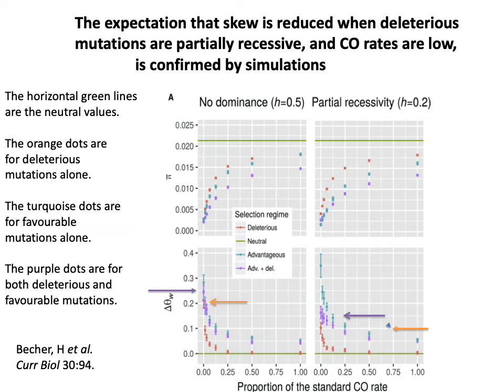The orange dots and arrows are for selection against deleterious mutations alone. And if you look at the arrows, these point to the cases when there is no crossing over, and you can see the skew is very much less when h equals 0.2 than when h equals 0.5. And you see the same with the purple dots and arrows, which is when there's a combination of background selection and selective sweeps. But the turquoise dots show no such pattern. This confirms that when you have partially recessive mutations, you can have a mixture of associative overdominance and background selection, reducing the skew compared with what you get with background selection alone.